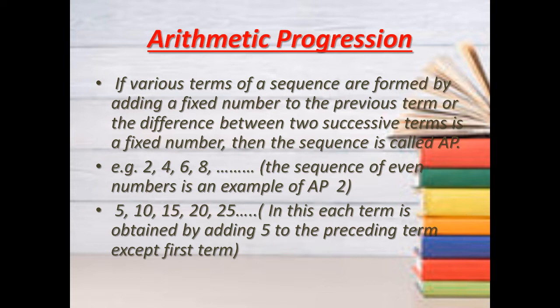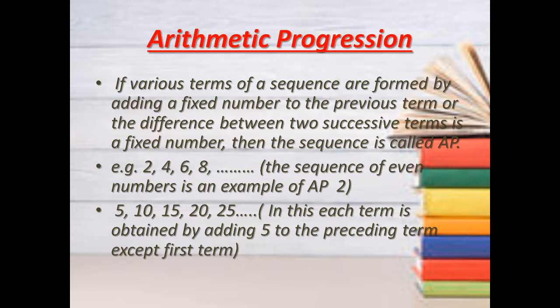2, 4, 6, 8 is a sequence in which 2 and 4 are related by plus 2, 4 and 6 are related by plus 2, 6 and 8 are related by plus 2. In this example, the sequence is related by adding a fixed number, that is plus 2. Then this sequence is called an arithmetic progression.